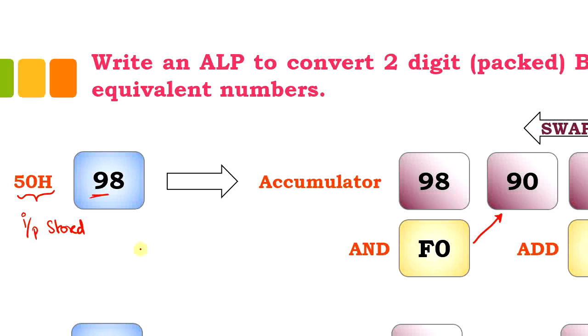So BCD 9 equivalent is 39. BCD 8 equivalent is 38. They are going to be stored in two different locations. So we'll move on to the code.